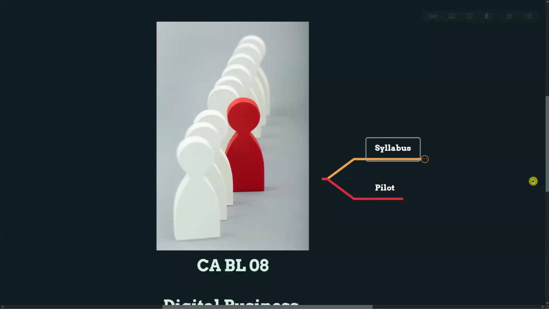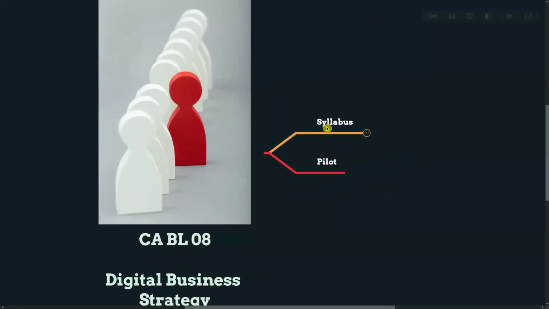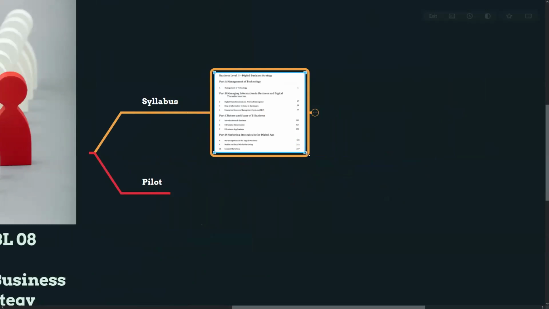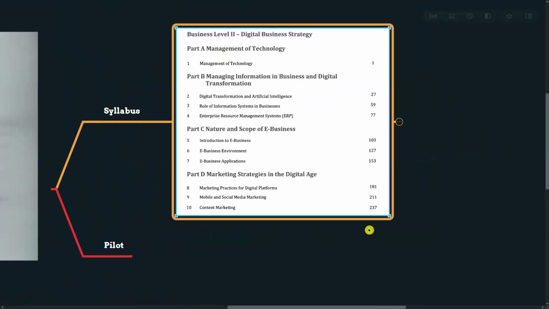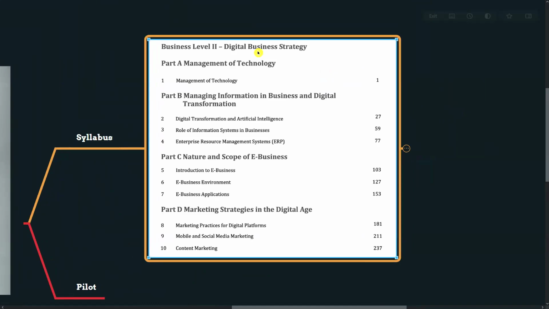So students, let's start the class. We are in CA BL08 Digital Business Strategy. Let's look at the place where we left off in the last classes. Our entire syllabus is here with the digital business strategy subject.